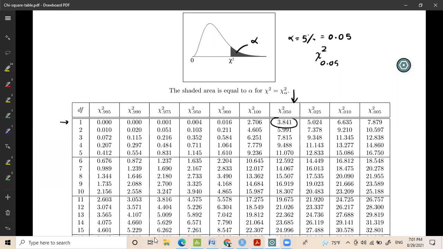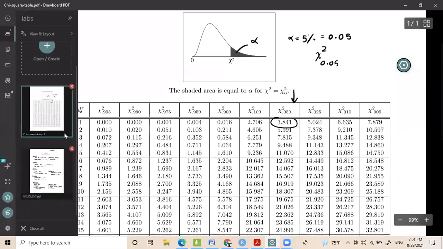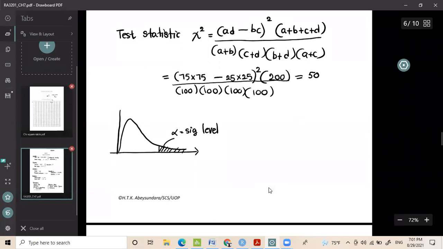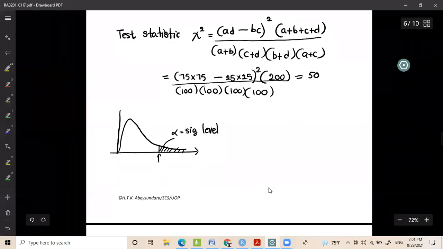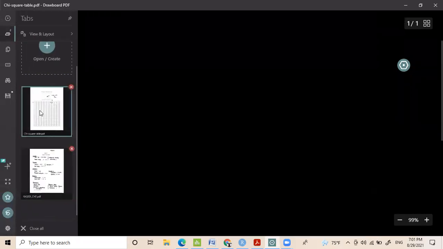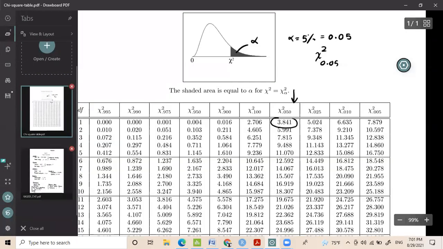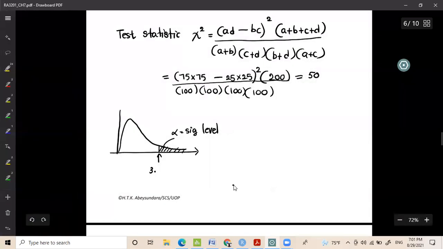So our alpha 5%, 0.05, you pick this column, and the degrees of freedom 1. Where they cross, it is 3.841. So if I go back to our example, this critical value is 3.841. So everything beyond this line will be in the rejection region.